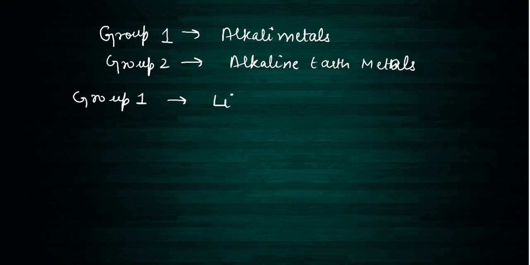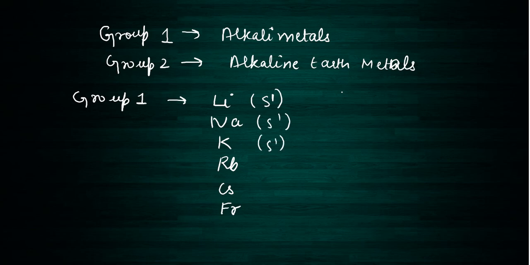Now, if I want to know group 1 elements, there is a very simple trick. Lithium, sodium, potassium, rubidium, cesium and francium. So these are the S block elements that are present in group 1. These all have their last electronic configuration as S1. Every single element, their last electron enters in S orbital and they have only 1 electron present in it.